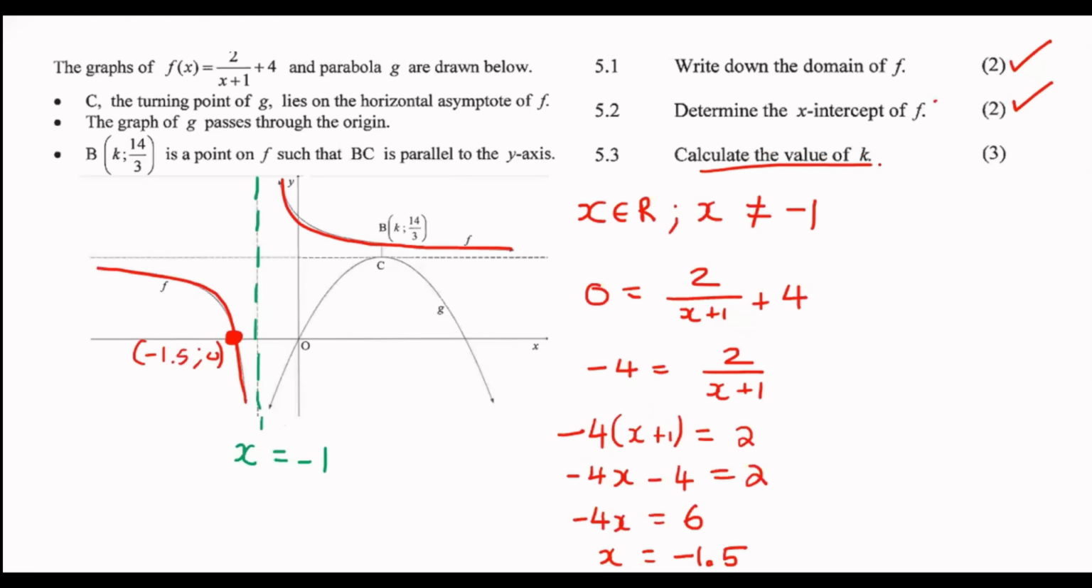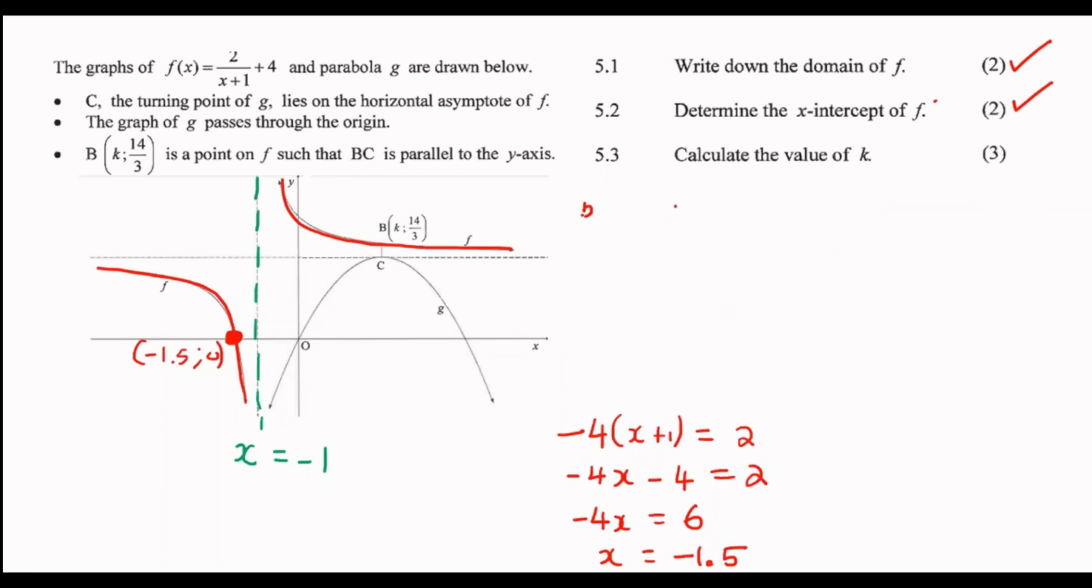Then it says calculate the value of k. So this is very easy. Can you see that this point over here, B, is already a point on the graph of f? So to find k, you simply plug that point into the equation of f. So let me just clear this stuff up here, guys. For question 5.3, I'm simply going to say that this point is on that equation. So I can substitute the y value as 14 over 3, and the x value, we can call that k.